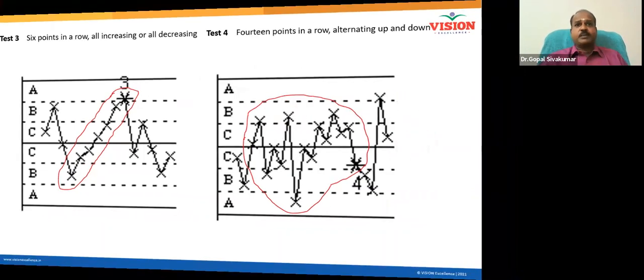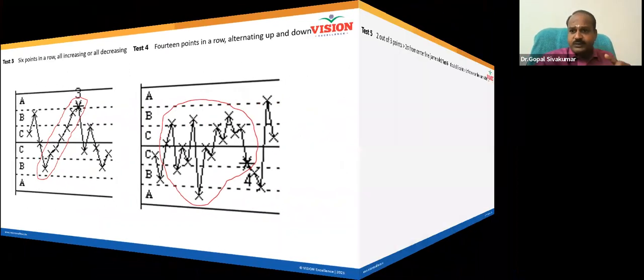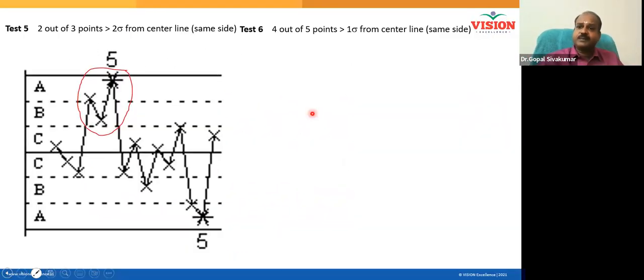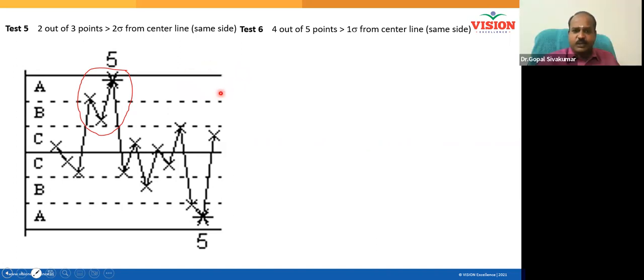And here the problem is 2 out of 3 beyond the warning limit. What is the probability for a point to appear between the control limit and the warning limit? Can one of you answer this question based on your knowledge of normal distribution? About the 2 sigma warning limit. Between 2 sigma and 3 sigma, what is the probability for a point to appear here? What is the probability for a point to come inside 2 sigma?